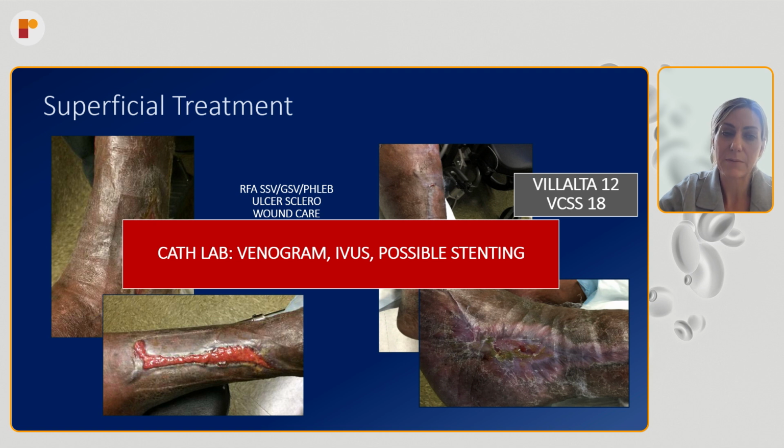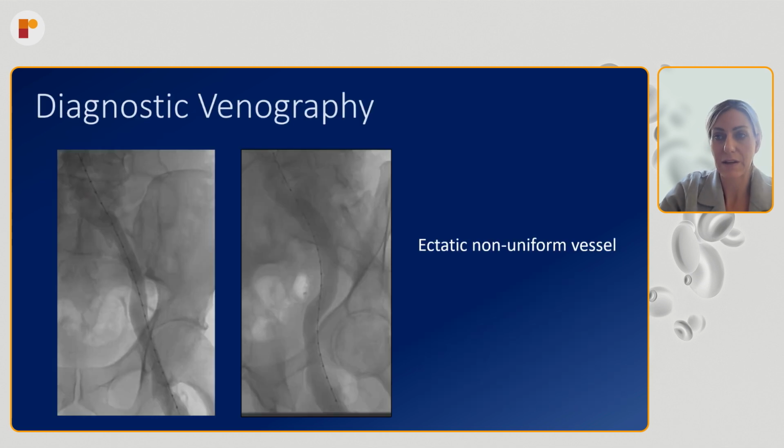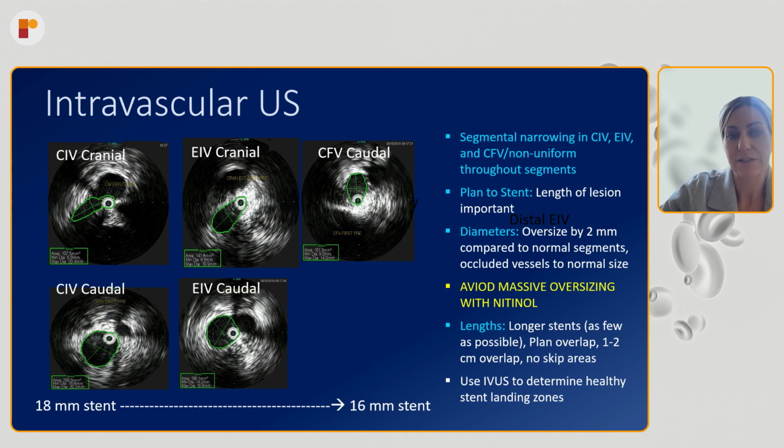So we did evaluate him and sign him up for venogram and IVUS with a possible plan to stent, depending on our findings. What we saw is not the most dramatic presentation for patients that I treat, but he has an ectatic vessel, which just doesn't look very uniform. It shows that there's evidence of scarring, which is what we had seen prior. On his IVUS, we get a little bit more information. What we see is, again, this ectatic vessel with some intermittent scarring.